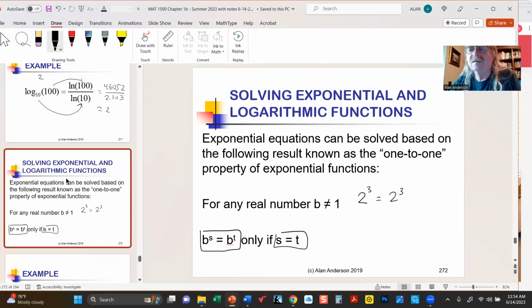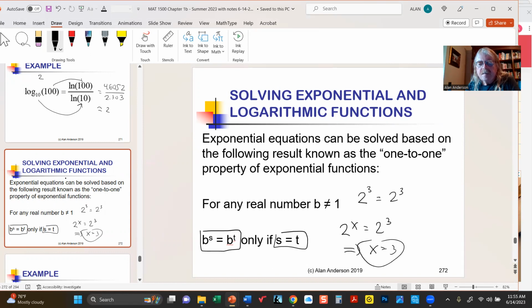Now we're going to solve some equations. Now here's an interesting result. And this is due to the properties of logarithms, by the way. If we have an equation like this, b to the s power equals b to the t power, this can only be true if s equals t. So in other words, imagine we had something like 2 to the x equals 2 cubed. The only way this can be true is if x is 3. Okay, and it's really that simple. So you'll be able to use this property to take some fairly complicated looking equations and solve them without too much difficulty.